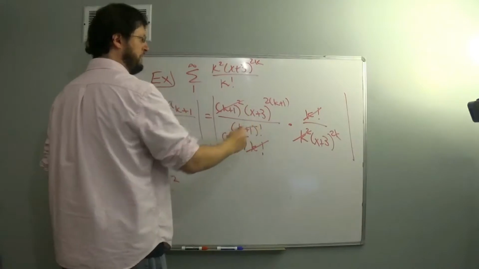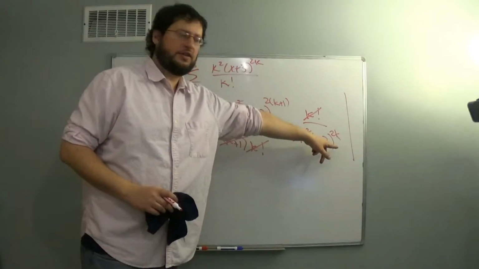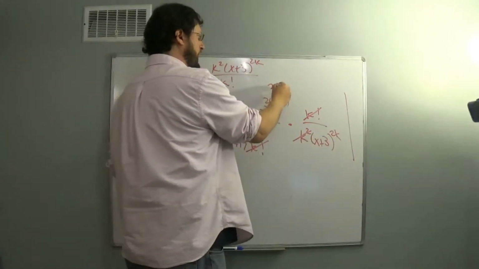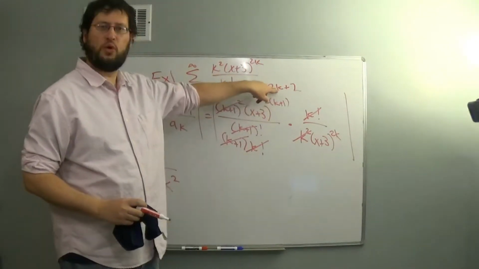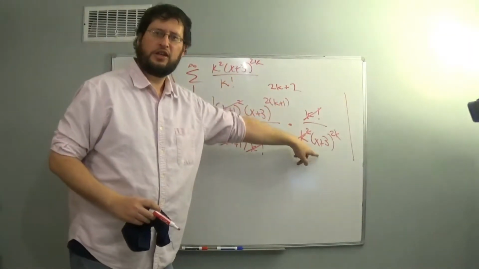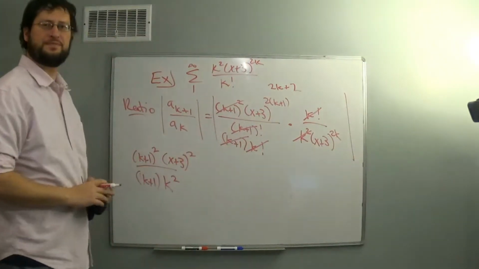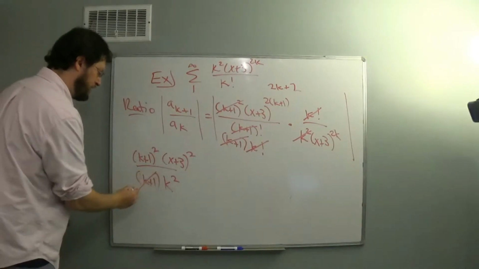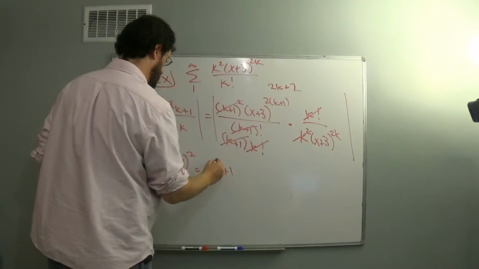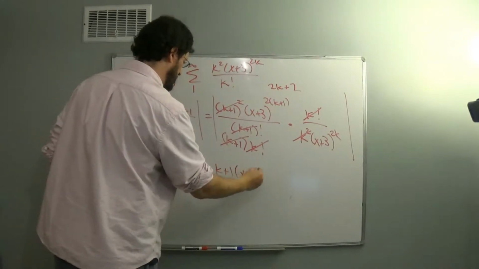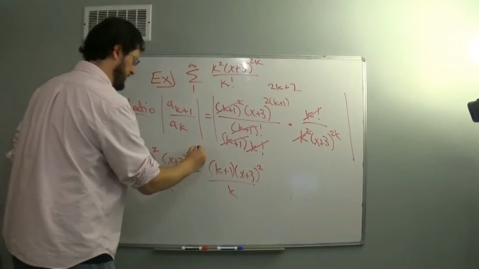The only thing that's left to worry about that I haven't looked at is the x terms. There's 2k of them downstairs, and there's 2k plus 2 of them upstairs. So 2k plus 2, which means there's 2 more copies upstairs than there are downstairs. So we really are left with an (x plus 3) squared. Now I can cancel the k plus 1, and that leaves me (k plus 1)(x plus 3) squared over k. And really we still have our absolute values.